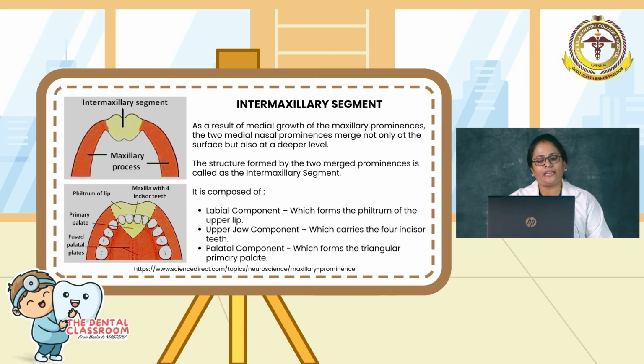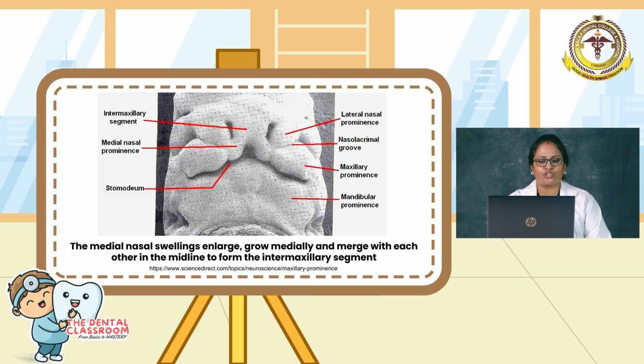So when the two medial nasal prominences grow and merge both on the surface and deep inside, they form this intermaxillary segment. This intermaxillary segment has three important parts: a labial component which forms the philtrum of the upper lip, an upper jaw component which carries the four incisor teeth, and a palatal component which forms the triangular primary palate. So this structure is crucial for the normal development of the midline of the face. Failure of its proper development can contribute to conditions such as cleft lip or palate.